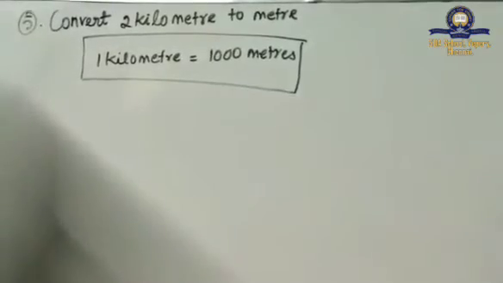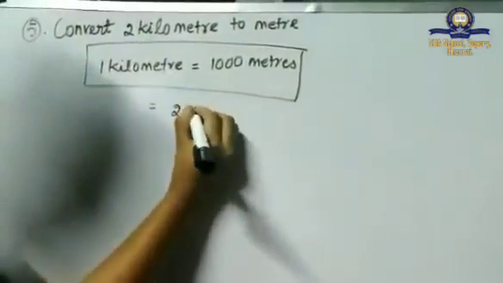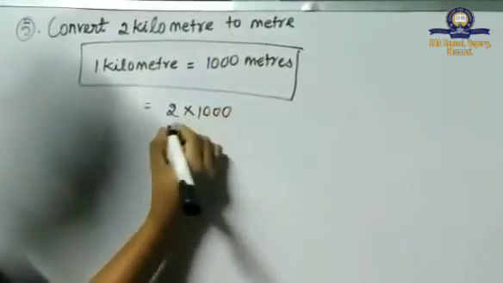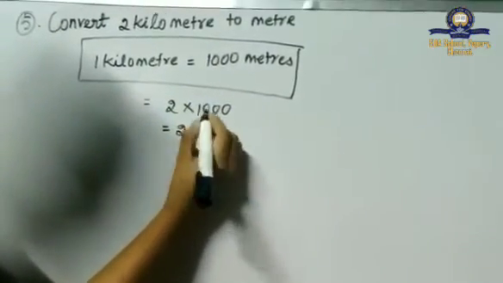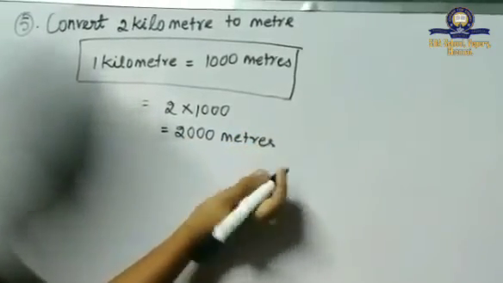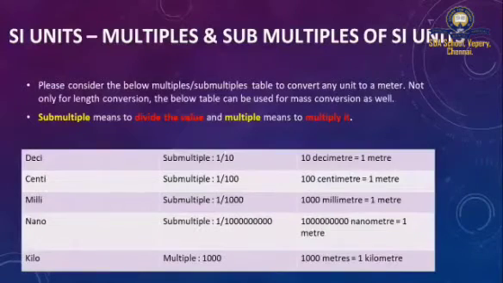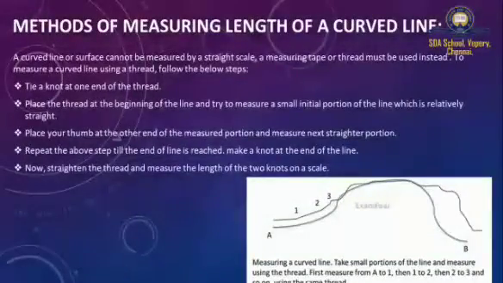kilometer to meter is a multiple. So you are going to multiply the value. So the number 2 into 1000. So you will be getting 2 followed by 3 zeros meters. So this is the conversion of kilometer to meters. Can you understand, students? So next we'll move on to the methods of measuring length of a curved line.